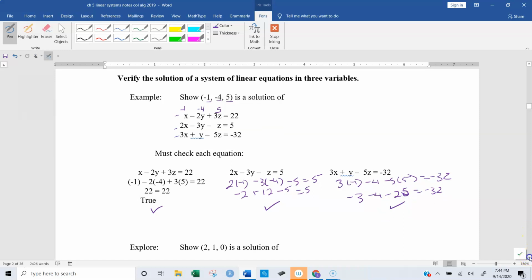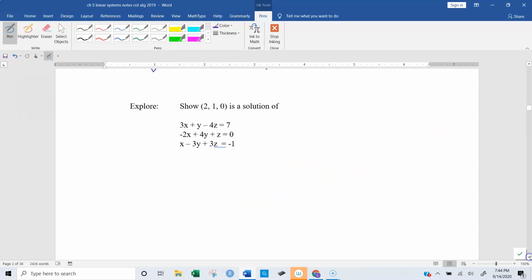All right, your turn. So pause and try yours. You have 2, 1, and 0 to plug in. So the first one, you should have plugged 2 in for x. So you would have had 3 times 2 plus 1 minus 0, because that's 0. Does that equal 7? The answer is check. Next one, -2 times 2 plus 4 times 1 plus 0. Does that equal 0? -4 plus 4 is 0. Check. Next one, 2 minus 3 times 1 plus 0. Does that equal -1? And the answer is check. Yes, it is the solution.